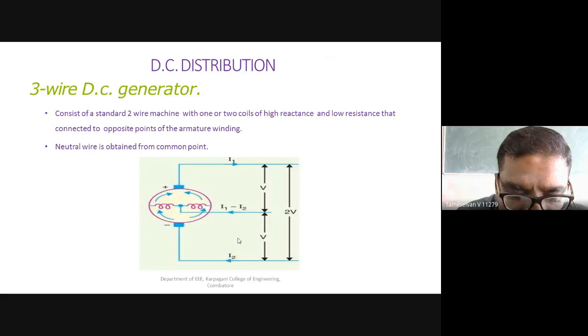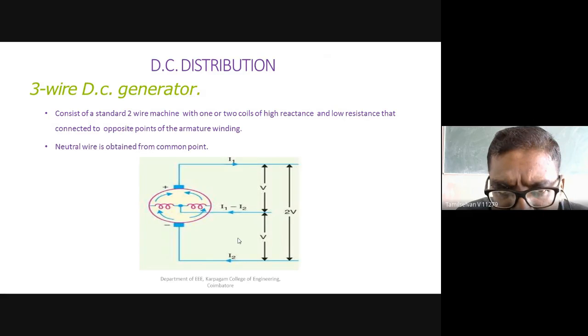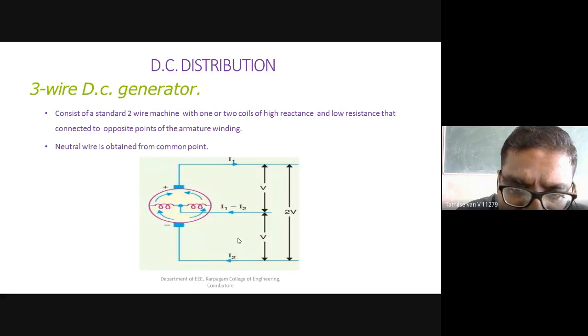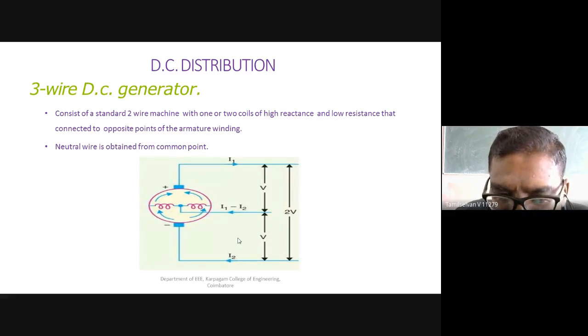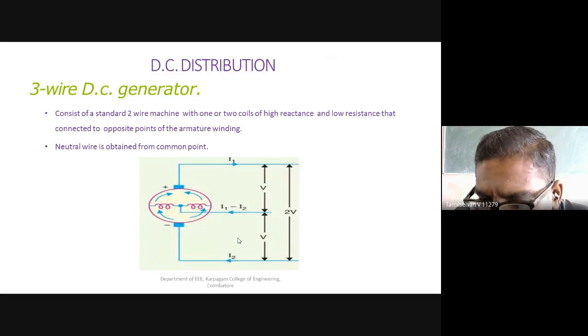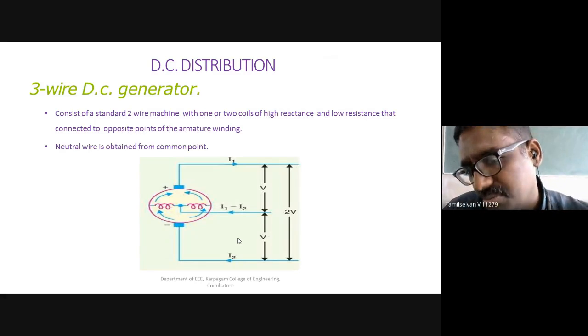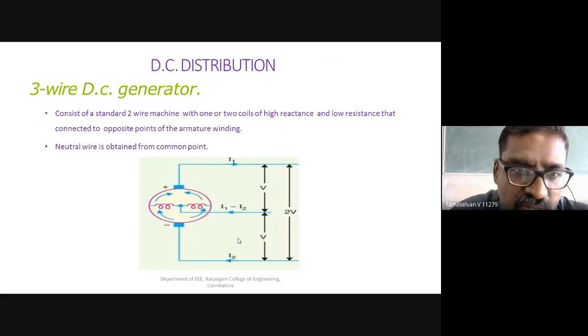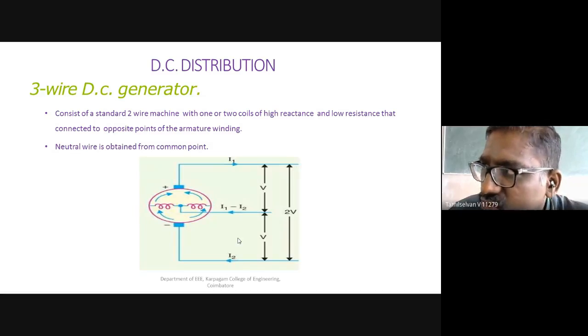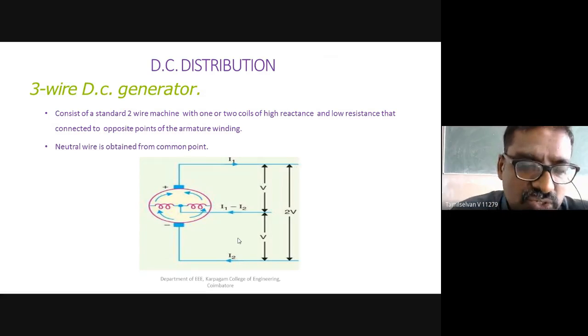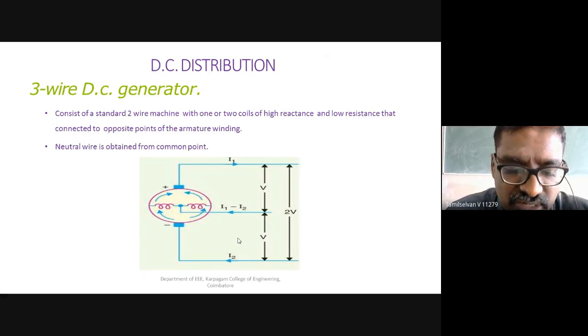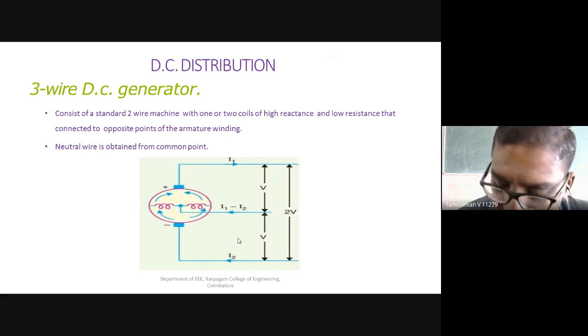There will be standard two-wire machines used with one or two coils, which have high reactance and low resistance. That will be connected to the opposite points of our armature winding. From that, we set up the center point. That point will be the access of your neutral wire. So we can use only one generator and produce the power with a single generator. That is one of the advantages with respect to the three-wire DC generator.